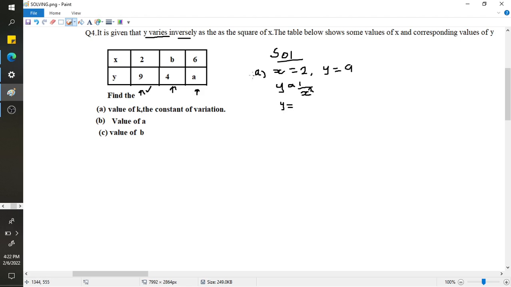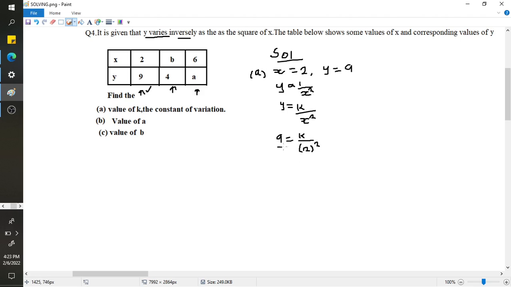Remember, this is our a, right? That's our a. So if we introduce the constant of variation, we're going to have k, right? And there we're going to have x squared. Now for the values x is equal to 2 and y is equal to 9, we can substitute now. So y is equal to 9, right? And we have k there, right? Now what about x? We are told x is 2. Now remember, this is squared.